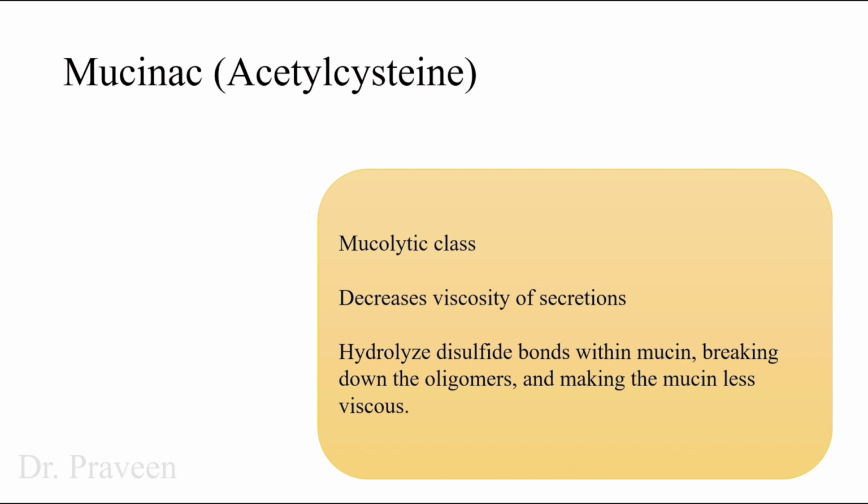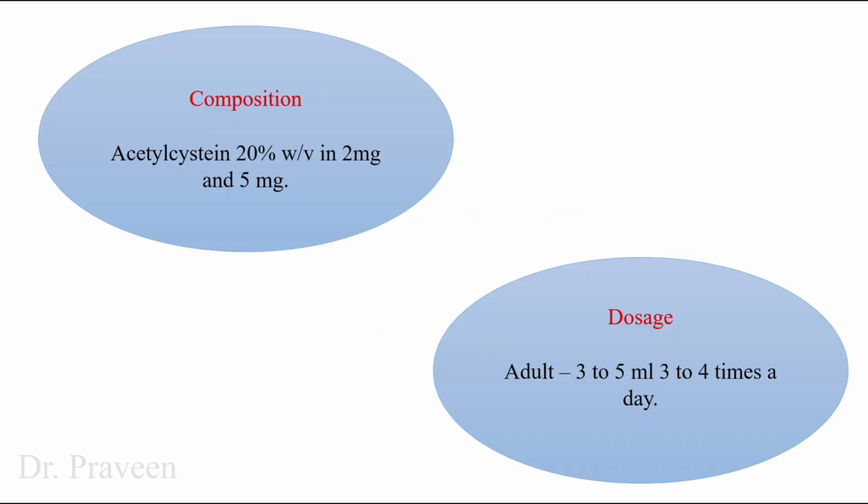Mucinac, that is the Asthalin system. Most commonly used preparation, I can say, in the COVID era. It is a mucolytic class that decreases the viscosity of the secretion, hydrolyzing the disulfide bonds within the mucin, breaking down the oligomers and making the mucin less viscous. So it breaks the bonds within the mucin, and it is also used in clearing the endotracheal tube, clearing the airways, and we can use it for nebulization also. That is the Astral system, 20% water for volume in 2 mg and 5 mg. The adult dosage is 3 to 5 ml. We can use it 3 to 4 times a day. That is the dosage.